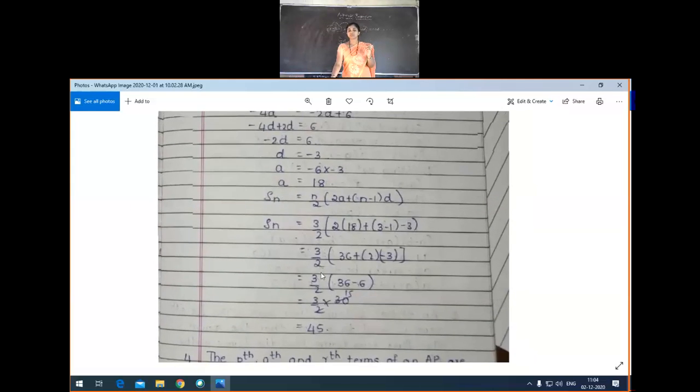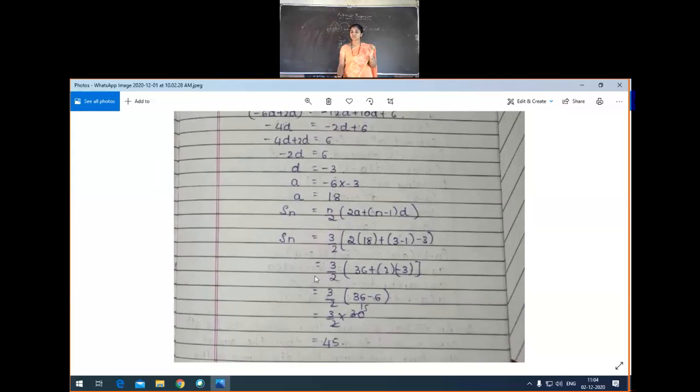So this is about the simple problem. Got the idea of this question, students? Same type as the second problem only.